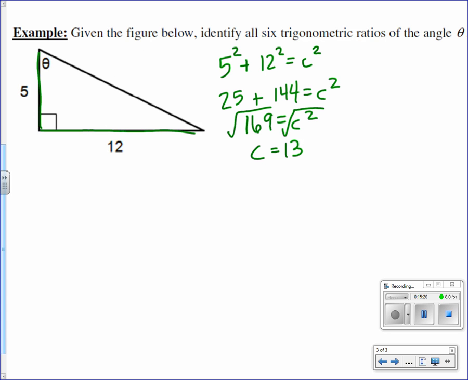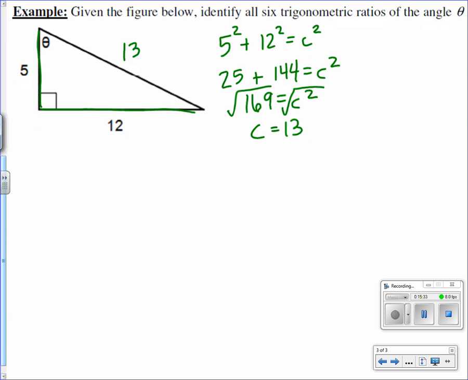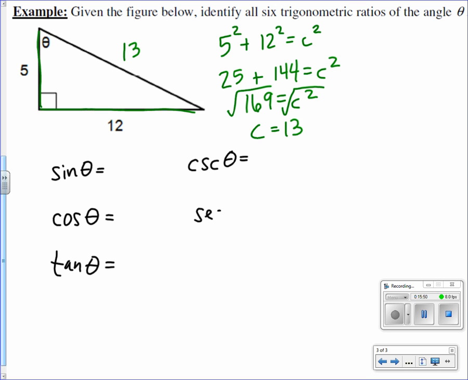So now that we know all 3 sides, what I would like you to do on your own is go ahead and identify all 6 trig functions. So sine, cosine, and tangent, start with those, and then do the reciprocals of those. So cosecant, secant, and cotangent. So I will give you a couple minutes.